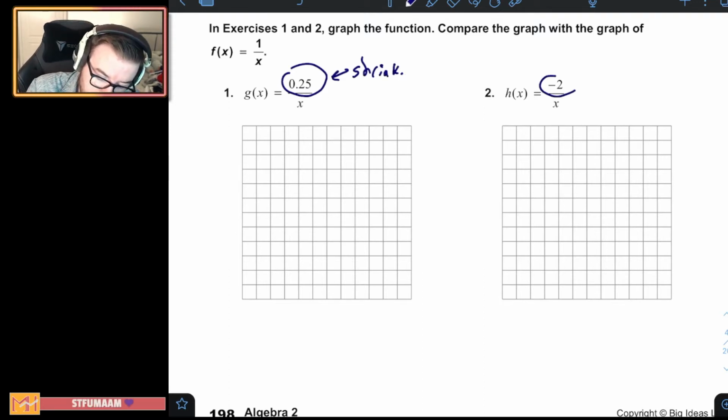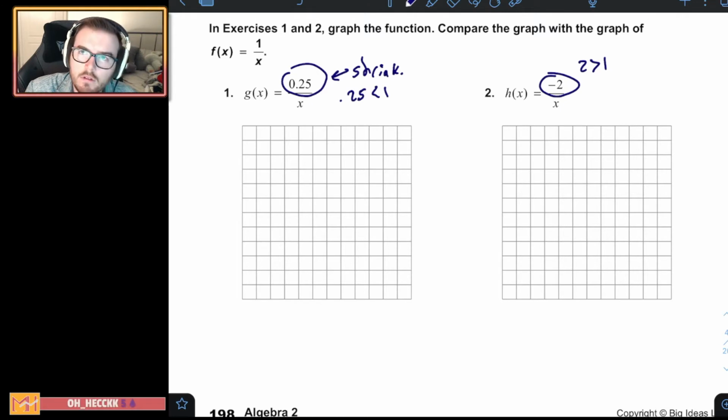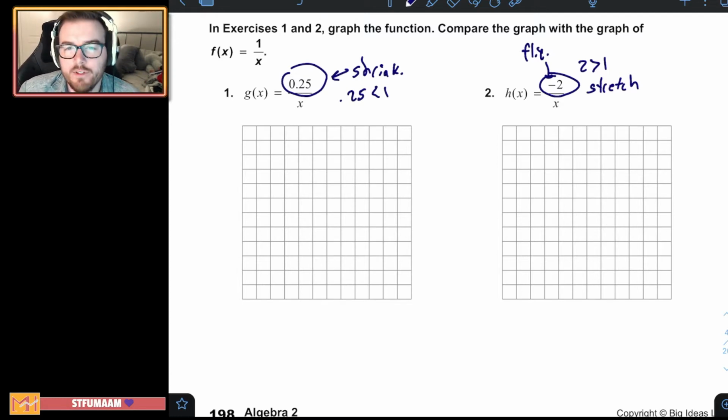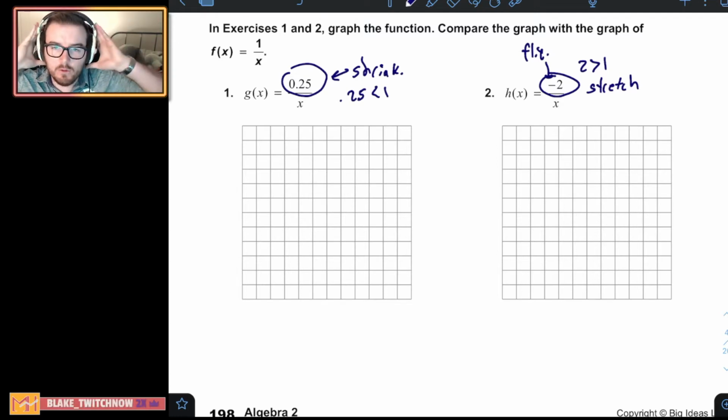Whereas this over here, because it's a 2, and 2 is greater than 1, 0.25 is less than 1, it causes a, what's the opposite of shrink? Stretch. What? Jeez, oh Pete. A stretch. And the negative causes us to flip. Okay, I kind of ignore the negative when it comes to the stretch or shrink. The negative only causes the flip.